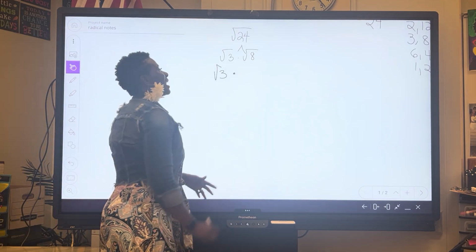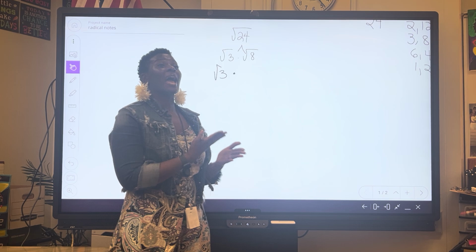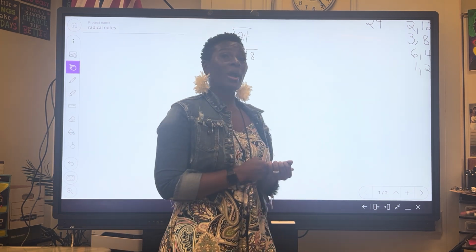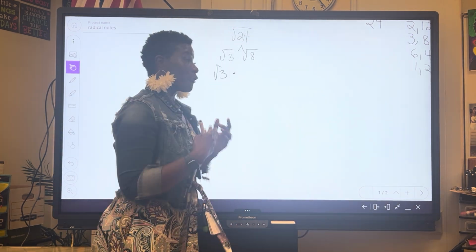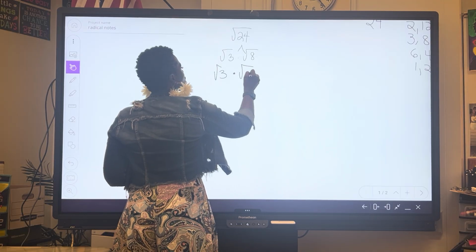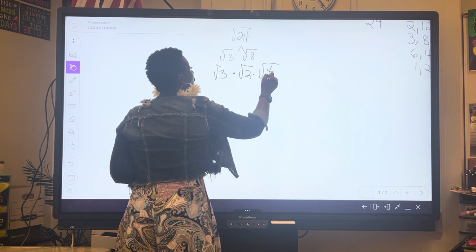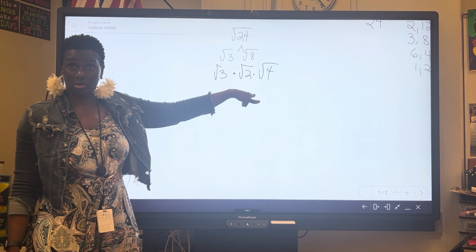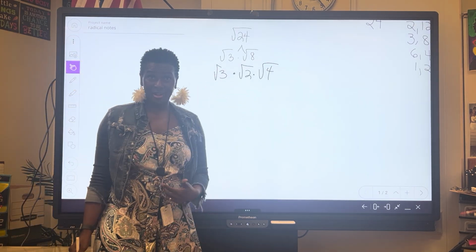Times. Now let's talk about this 8. Can I break the 8 down? Yes. What can I break 8 down to? 2 and 4. So I'm going to do radical 2 times radical 4. Notice everything is still in radicals. Why? Because I haven't simplified anything yet.